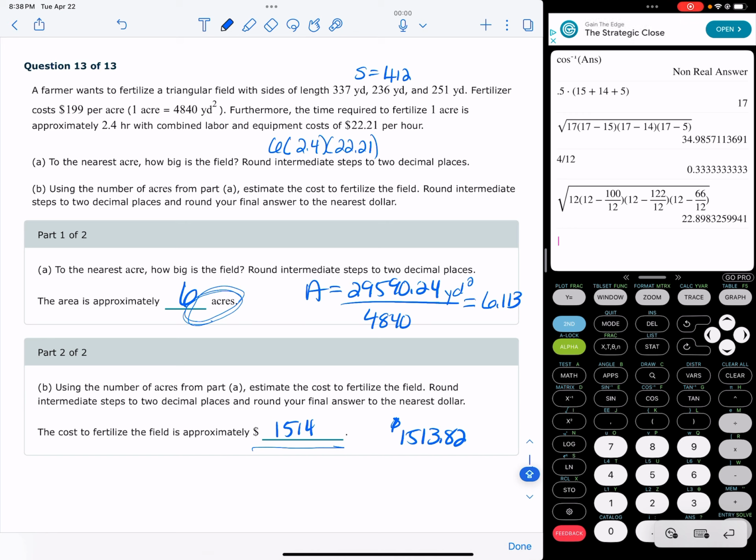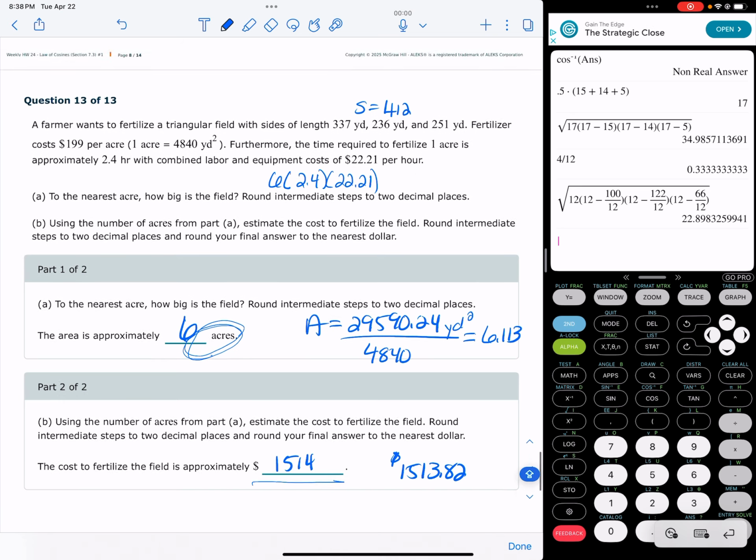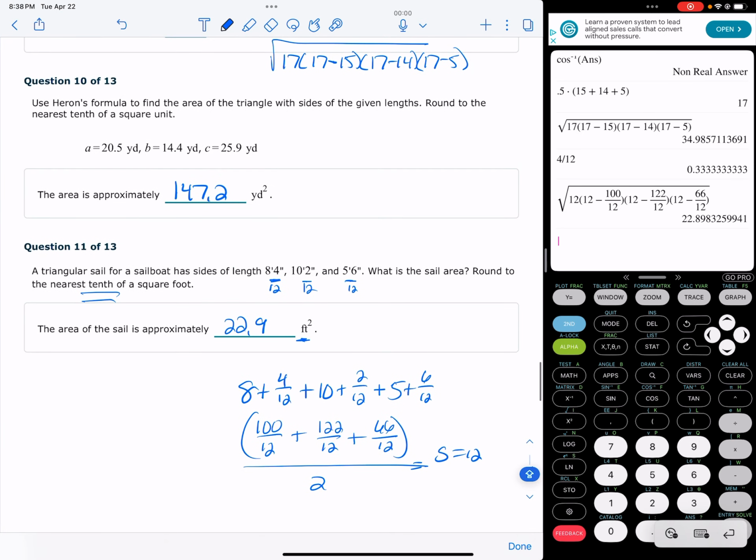None of those word problems were too difficult or unusual, other than the inches thing. By the way, if all of these had been like, for example, 6/12 is 0.5, so I could have just used 5.5 for this one.